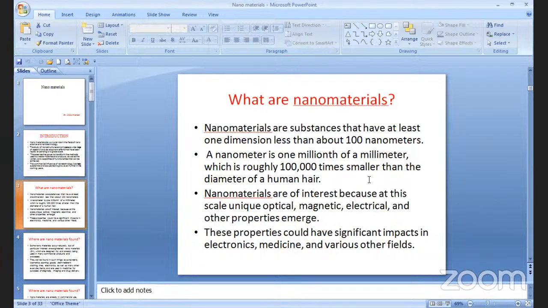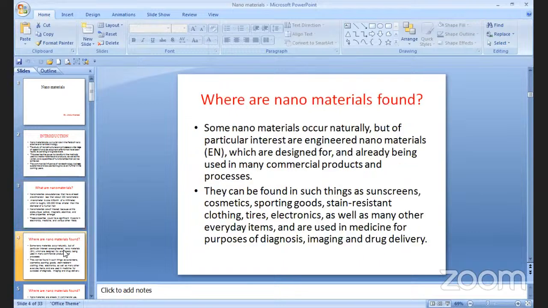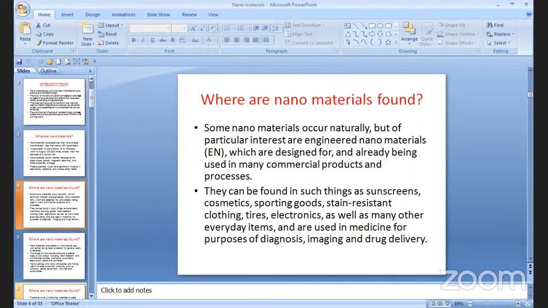And nanomaterials are of great interest because they have unique properties in optical, magnetic, electrical, and other respects. That is the reason why studying nanomaterials is very important. Nanomaterials are also used commercially nowadays, for example in cosmetics, sunscreens, as well as electronics. So that is the importance they have.